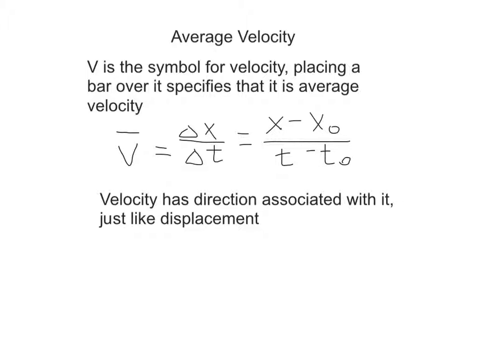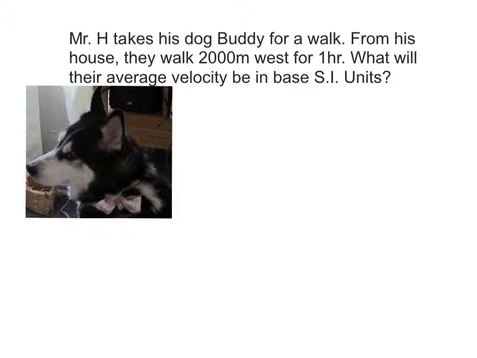So let's try an example looking at average velocity. For our example, Mr. H takes his dog Buddy for a walk. From his house, they walk 2,000 meters west for 1 hour. What will their average velocity be in base SI units? Very well, let's get started.